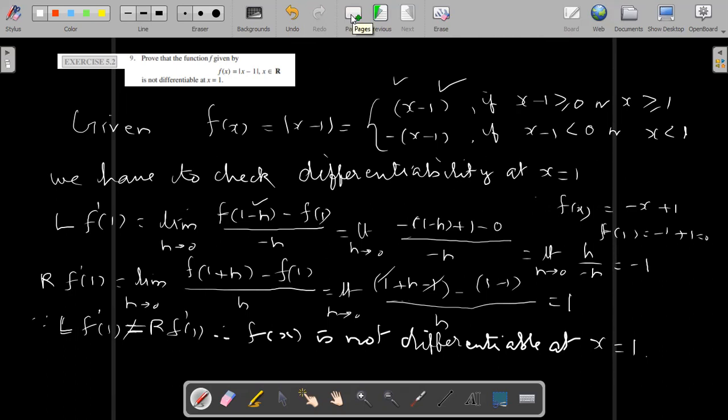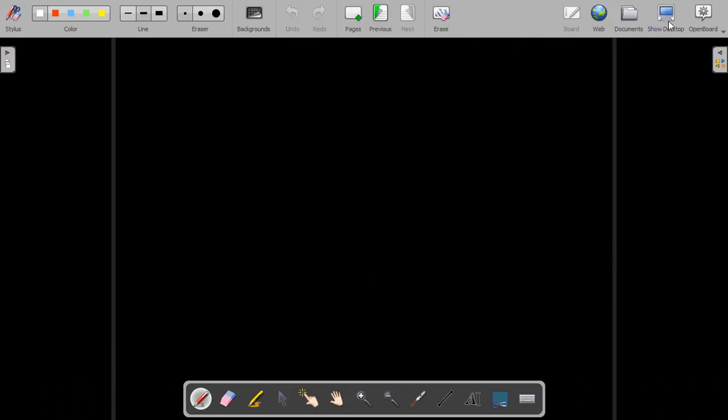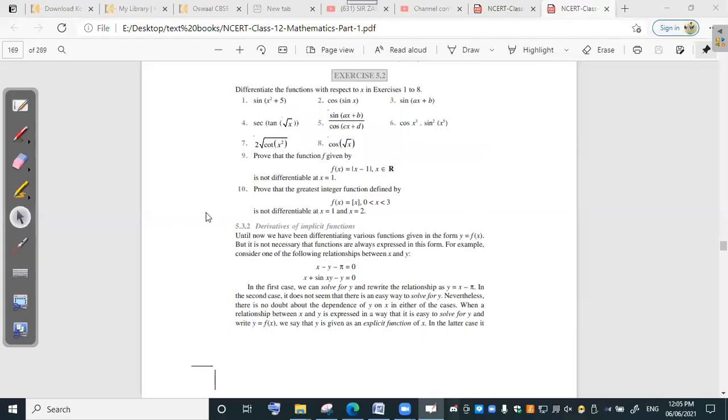Next question, we can check the 10th question also, but prove that the greatest integer function is not differentiable. I told you how to check the continuity. Here there are two parts. At x is equal to 1 we have to check the differentiability, and at x is equal to 2 also. So use the same definition that we have done. If you want, I can do it.